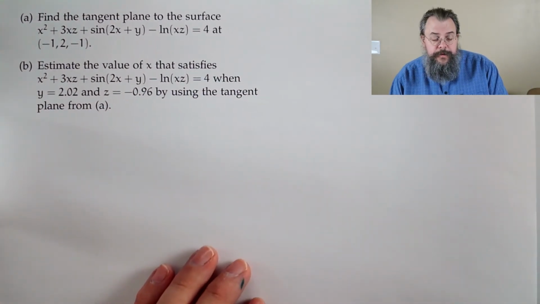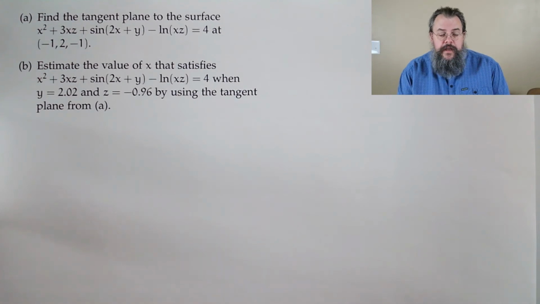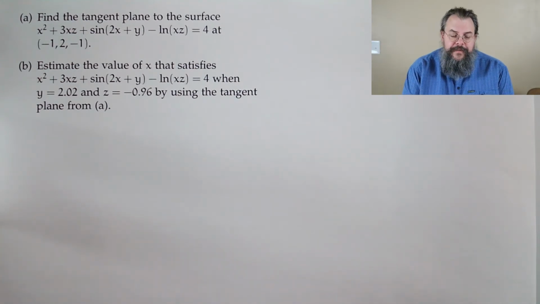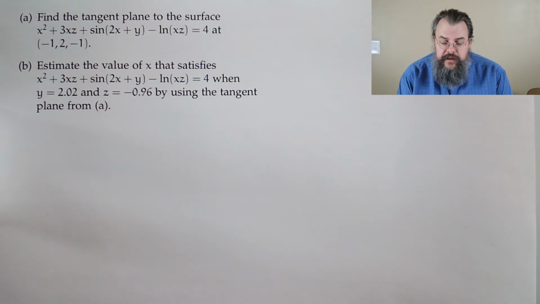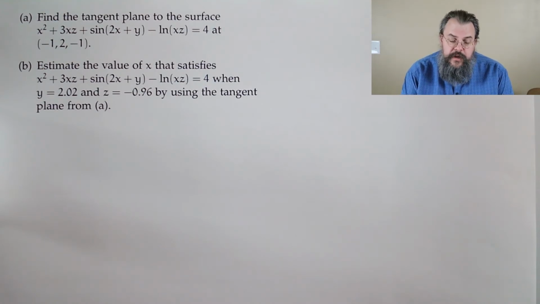All right, well, good. Let's continue. On to our next problem. So, here we go. Part A, two-part problem. Find the tangent plane to the surface x squared plus 3xz plus sine of 2x plus y minus log of xz equals 4 at the point minus 1, 2, minus 1.